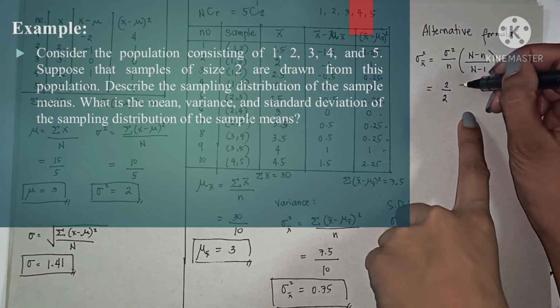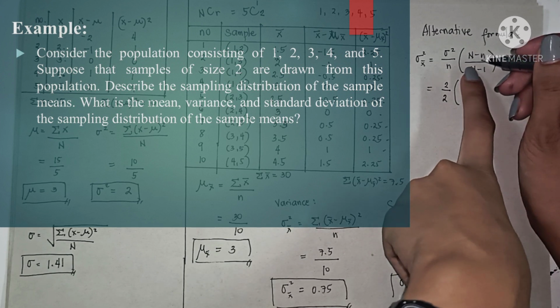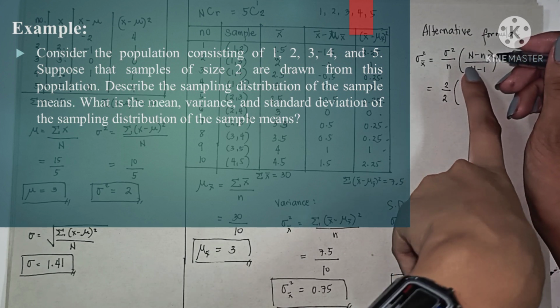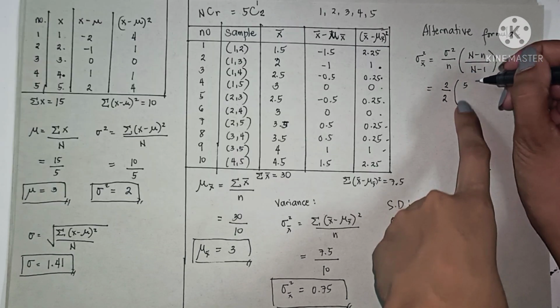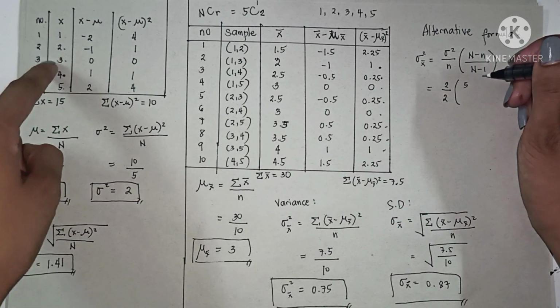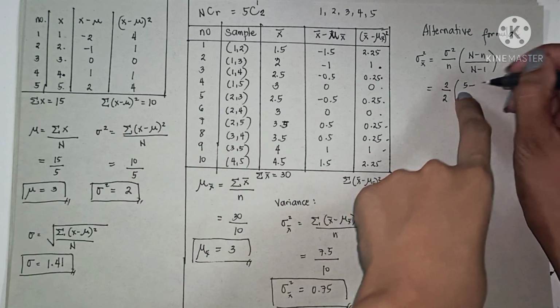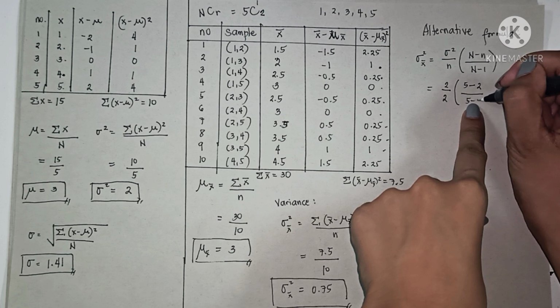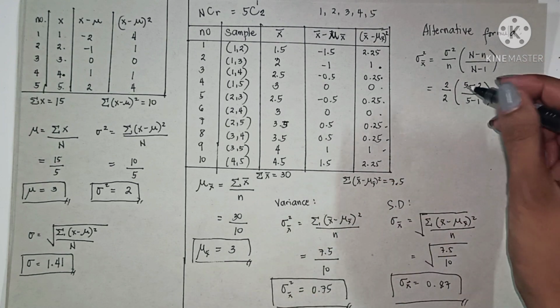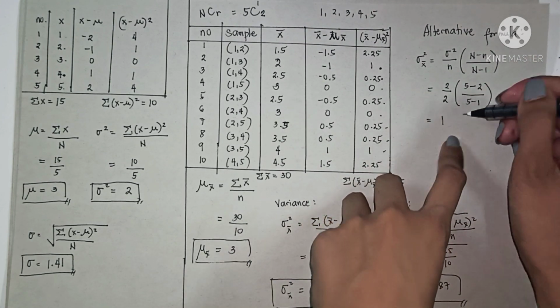Okay, so ngayon, ano naman yung capital letter N? Ilan yung original? Okay, so population size, which is 5. Ano tayo? 1, 2, 3, 4, and 5. Then minus, sample size natin ay 2 over 5 minus 1. Okay, so 2 over 2 is equal to 1.